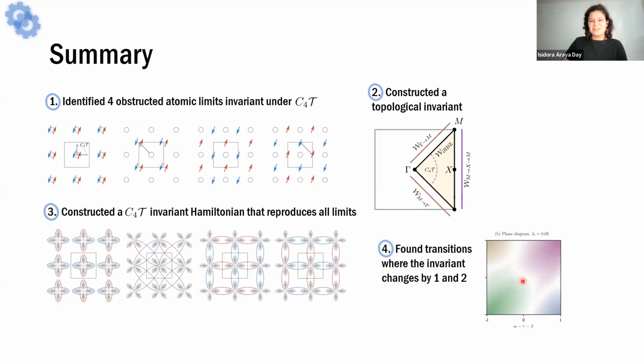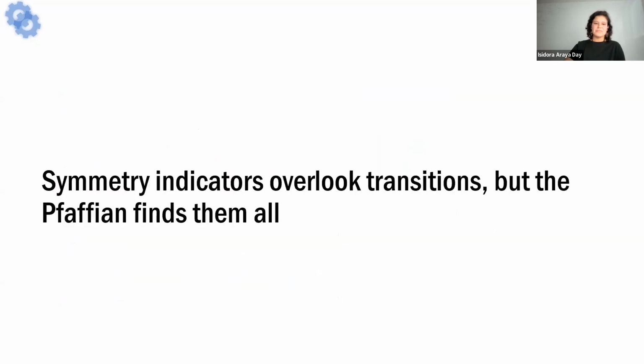I think the most relevant part of the approach is that our invariant detects beyond symmetry indicators, and it shows that without using the Pfaffian, one would not be able to classify these 4 phases. And so Berry phases alone are not detecting all the transitions, but the Pfaffian helps to find them all.